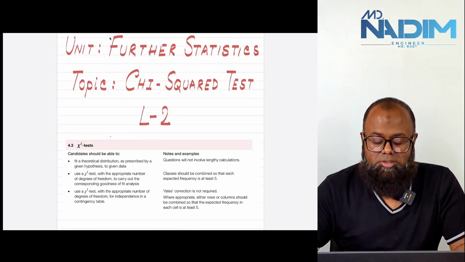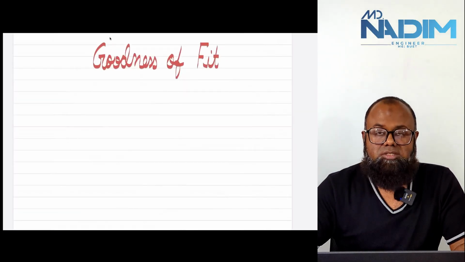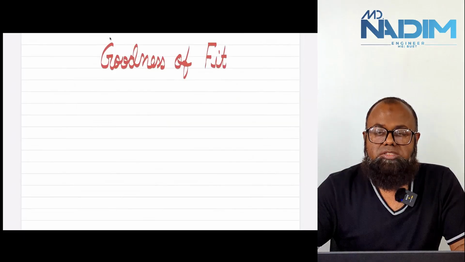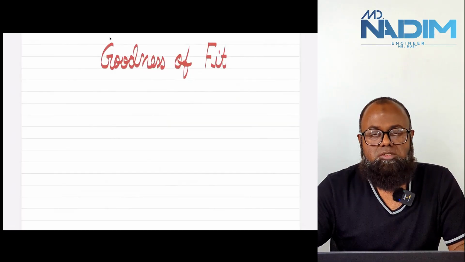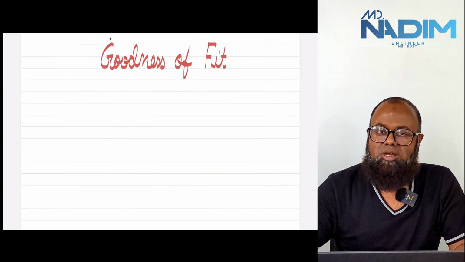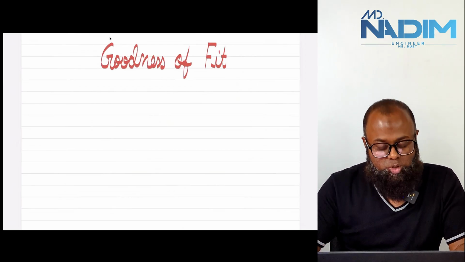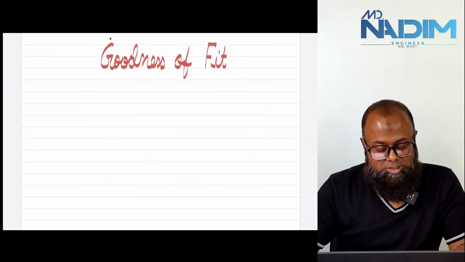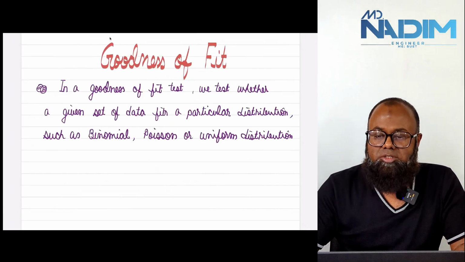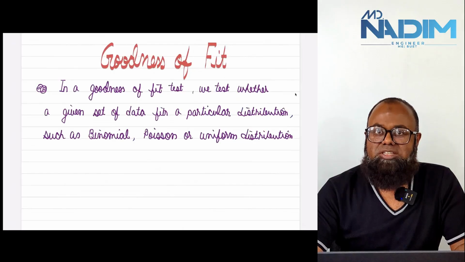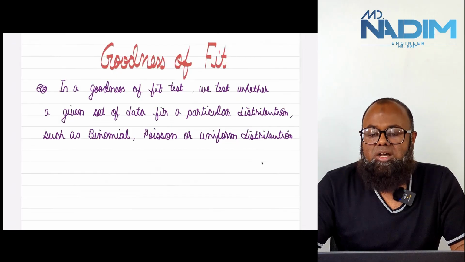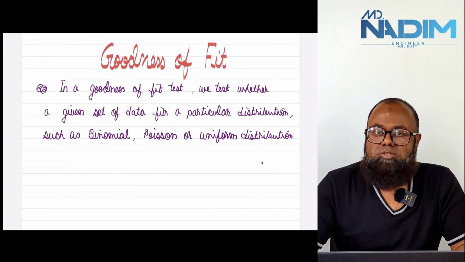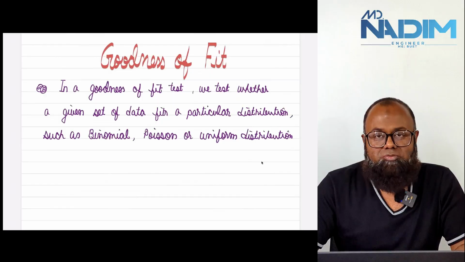Here we will start with this term, which is called goodness of fit. So first of all, we will write some major points regarding this topic, and then we will start doing the sums. So the first point here is in a goodness of fit test, we test whether a given set of data fits a particular distribution, such as binomial, Poisson, or uniform distribution.